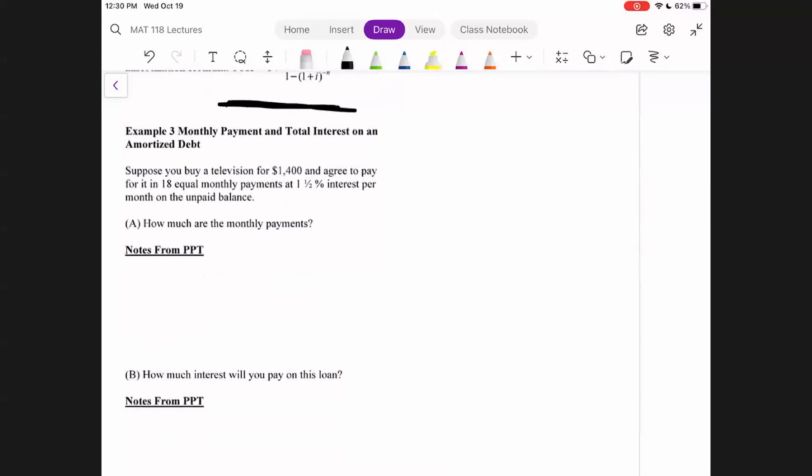And I do want to say that some of the sections will do a table for amortization. We are never going to do that. Don't confuse yourself. That is very complicated to do. Before computers, that's what they did.